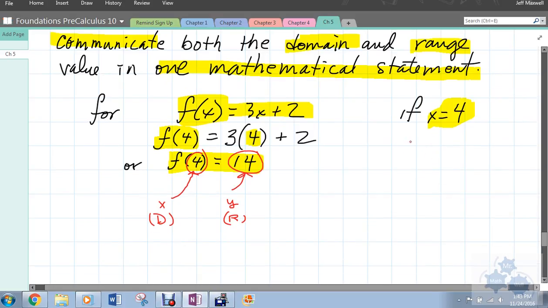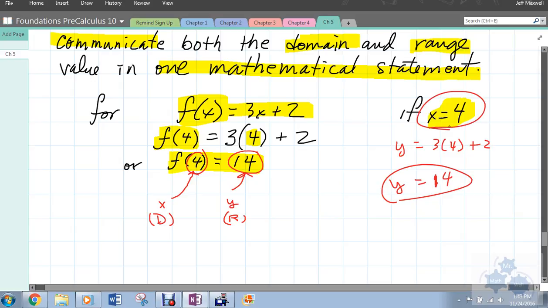Without it, if x equals 4, you'd say, well, y equals 3 times 4 plus 2, so y equals 14. Okay, y equals 14. What was x again? Oh yeah, over here. Remember, I had to say x was 4. So you see 2 different spots. Here, just one statement.